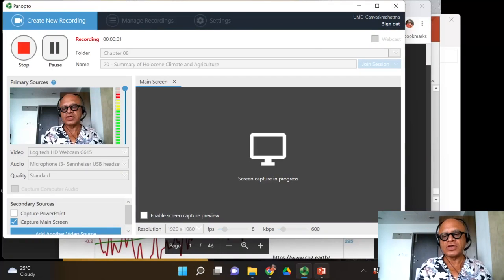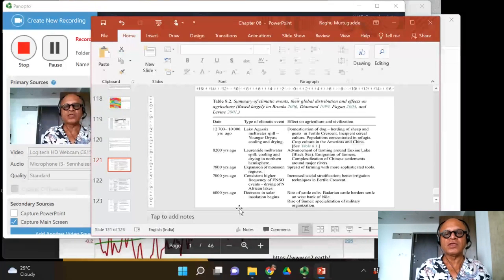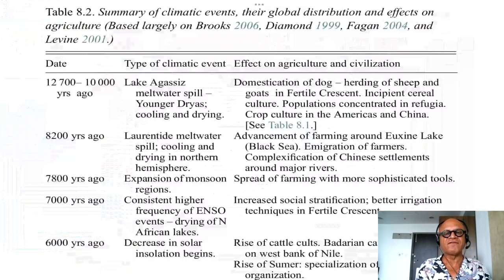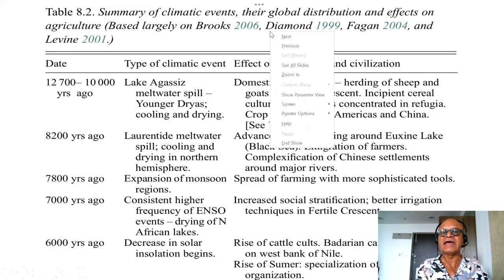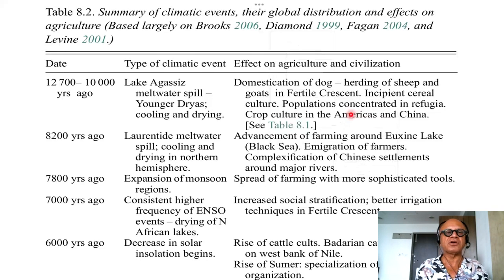Okay, so I'm going to conclude this chapter for now with this nice long table from the book which summarizes the climatic events and their global distribution along with effects on agriculture, just to bring together the various ideas we've been discussing. And these are based on the books by Brooks, Diamond, Fagan, and Levine.